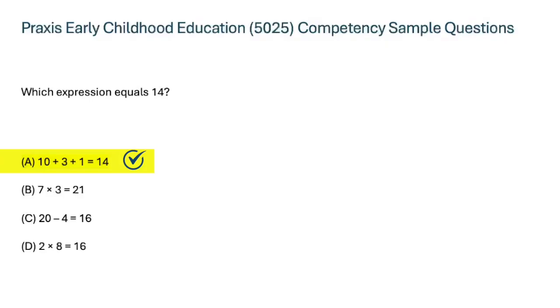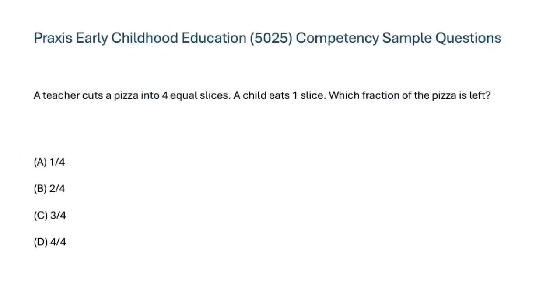A teacher cuts a pizza into 4 equal slices. A child eats 1 slice. Which fraction of the pizza is left? Would it be A, 1/4, B, 2/4, C, 3/4, or D, 4/4? When dealing with parts of a set, always subtract from the total to determine what remains.